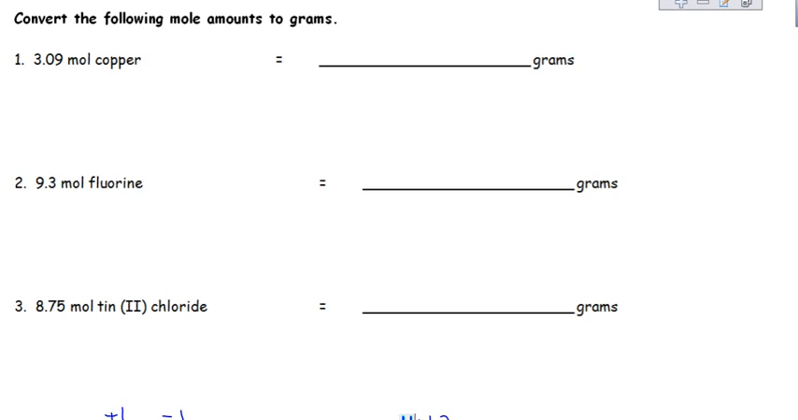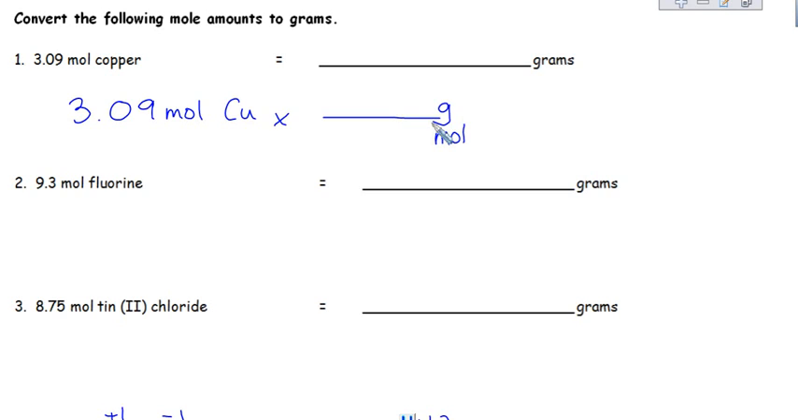So what I have will be on top. 3.09 moles of copper. I cancel the unit that I have. I want moles to cancel. The unit that you want goes on top. I want grams.